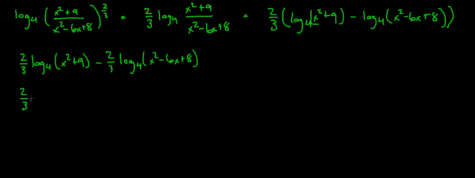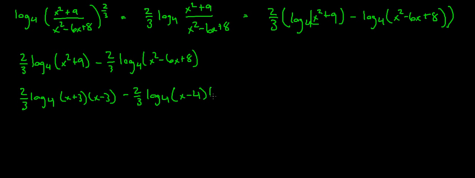So this is 2/3 log base 4 of x squared minus 9, which can be written as x plus 3 times x minus 3. This is minus 2/3 log base 4 of x squared minus 6x plus 8. This can be written as x minus 4 times x minus 2. And now we have some multiplication taking place, so this can be simplified further, or expanded further, I should say. It's not really simpler. It's just being expanded.